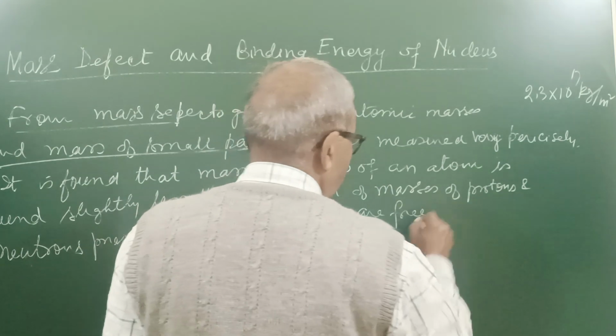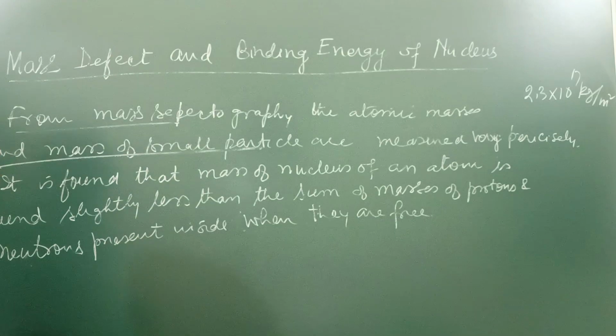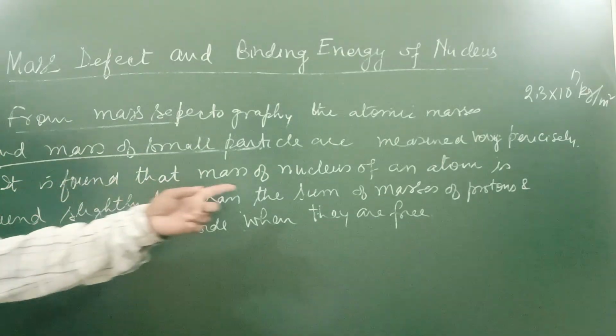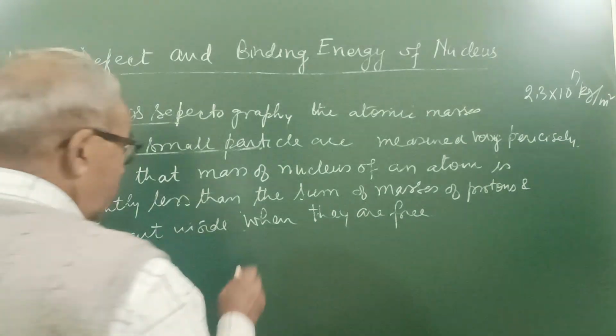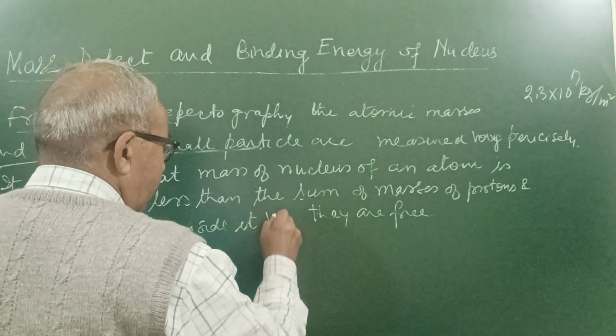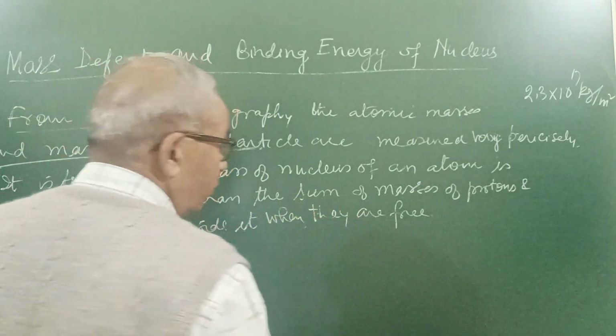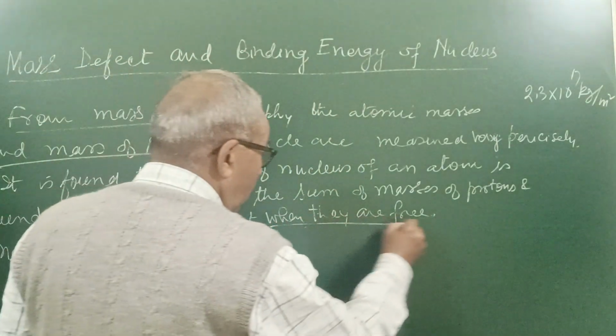Free means outside the nucleus. The sum of mass of proton and neutron outside the nucleus was measured and the mass of the nucleus was measured. The mass of the nucleus of an atom is found slightly less than the sum of masses of protons and neutrons present inside the nucleus, when they are free, meaning they are out of the nucleus. Their mass when they are outside the nucleus.